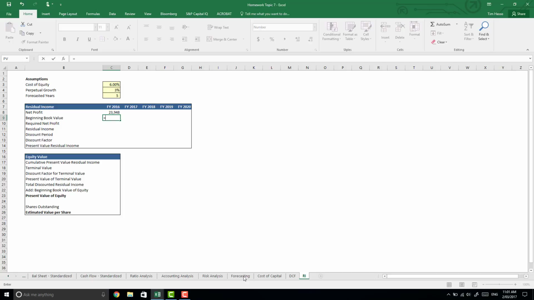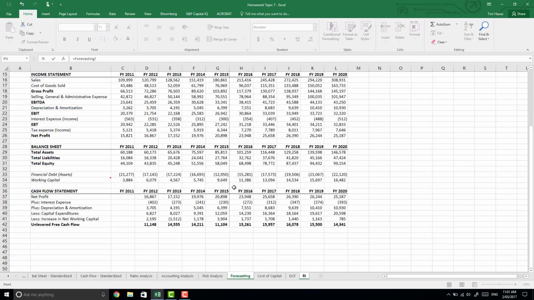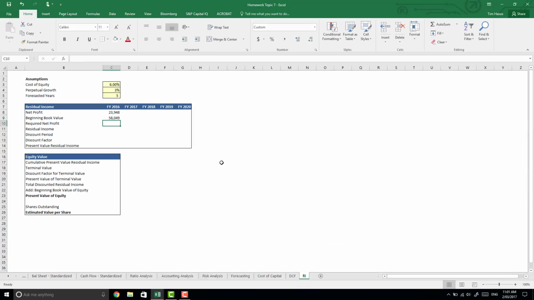So this we can reference from the forecasting sheet. And this will be in cell G31 in my case. So it's the total equity, which is your book value, at the end of 2015, because this will be the beginning book value of next year. So to get the required net profits, what you do is you take the beginning book value and you multiply it by the cost of equity.